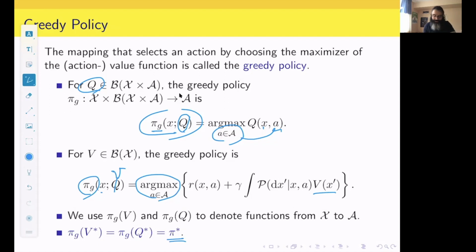But what is important to remember is that the definition here is for any V, not necessarily V star. So this is a general concept: this mapping or function, you give it some V or Q, and it computes this maximization. And if it happens that you give a V star or Q star, the output of it would be the optimal policy.